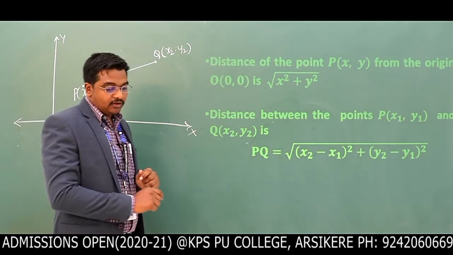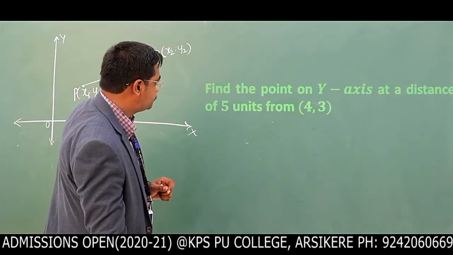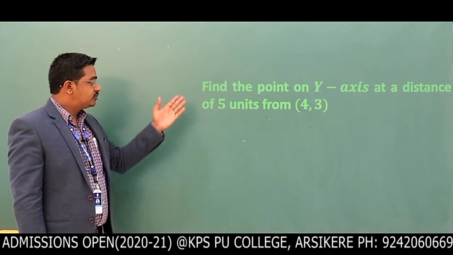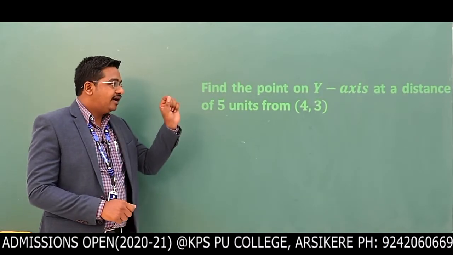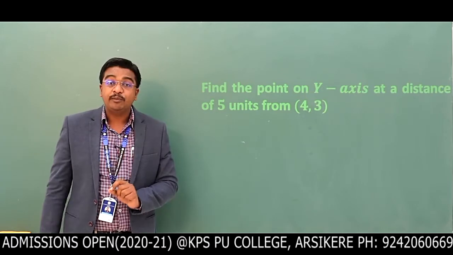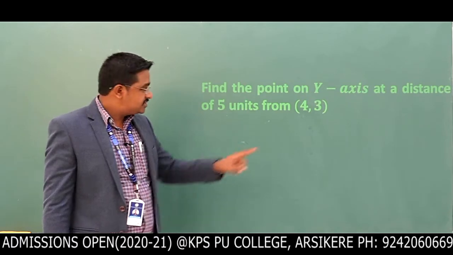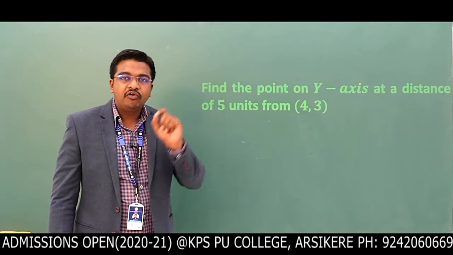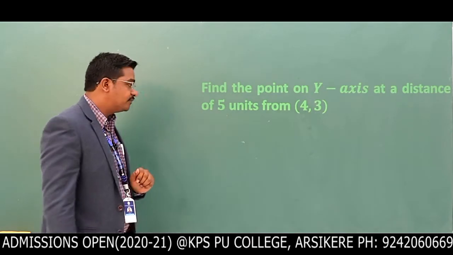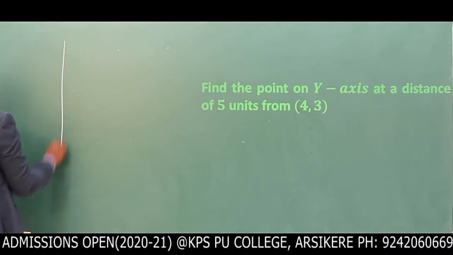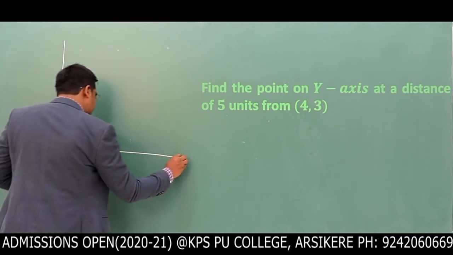Understood? Okay, now let us discuss one problem. So this problem is here. Find the point on the y-axis at a distance 5 units from the point 4, 3. So obviously look at the point here. 4, 3 is there. So x is positive and y is also positive. You need to find the points on the y-axis.